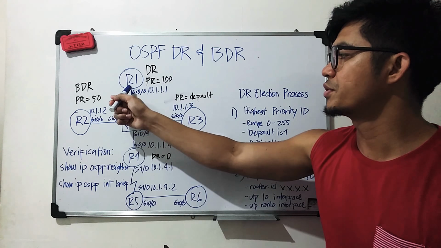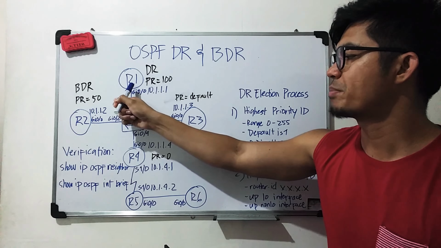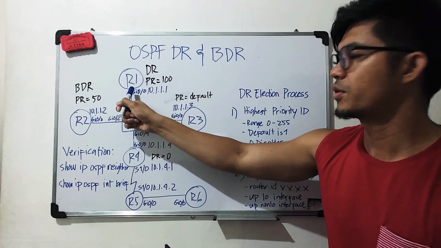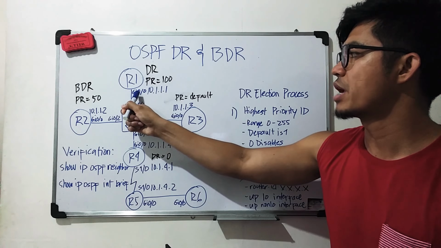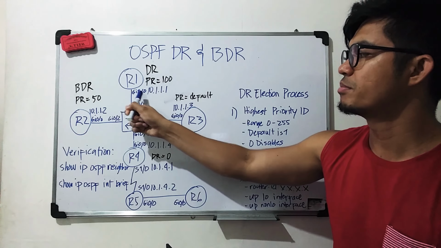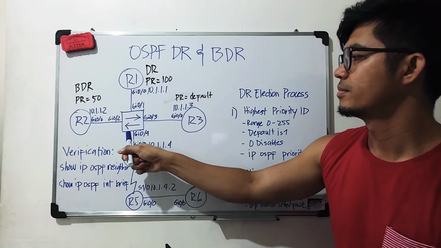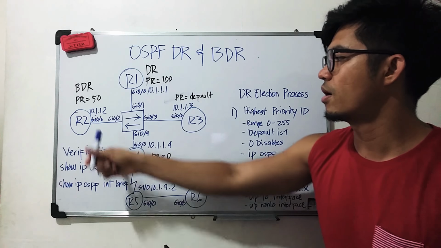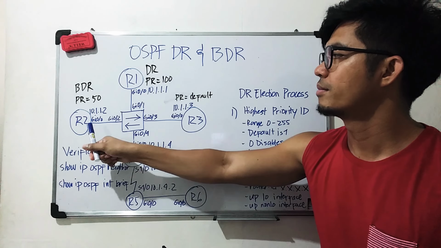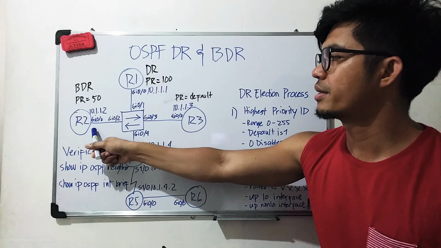But here, if you do a show ip ospf neighbor on R1, you will see that it will have full neighborships with all the routers, and the same thing on R2.